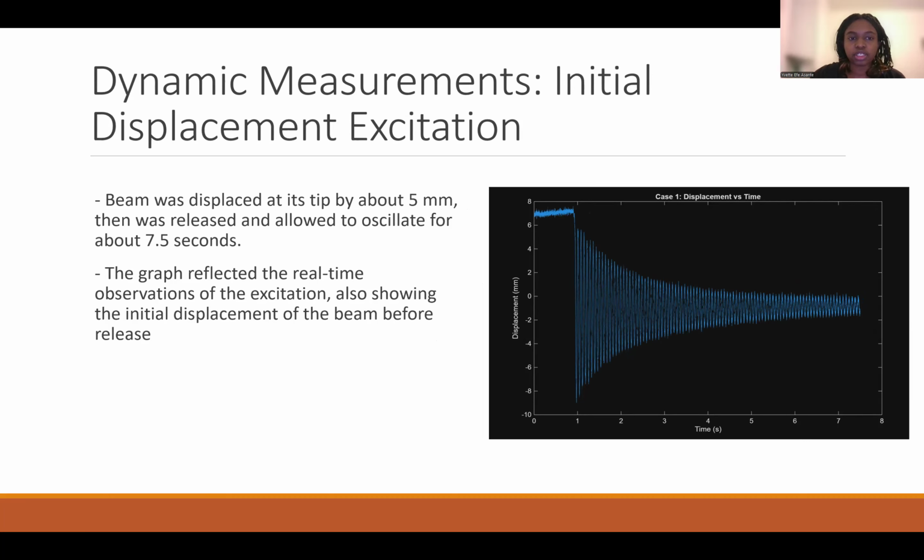The graph reflected the real-time observations of the excitation and displacement of the beam before it was released. This entire oscillation was about 7.5 seconds, and the graph of the data that was collected was expected. The initial voltage, which was seen in the graph before, was converted into displacement measurements and matched what was observed in real time during that experimentation.